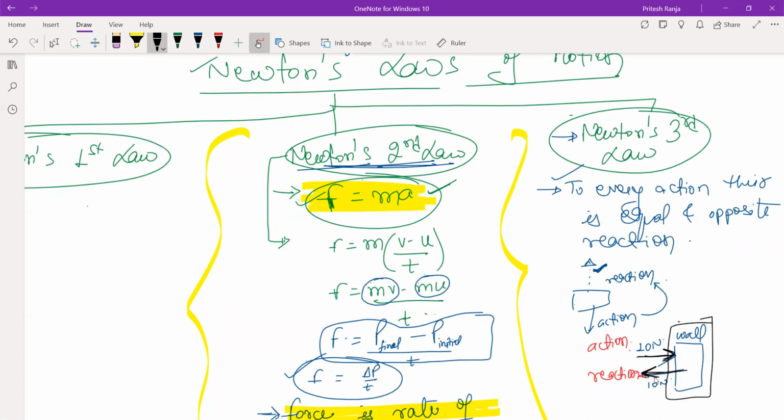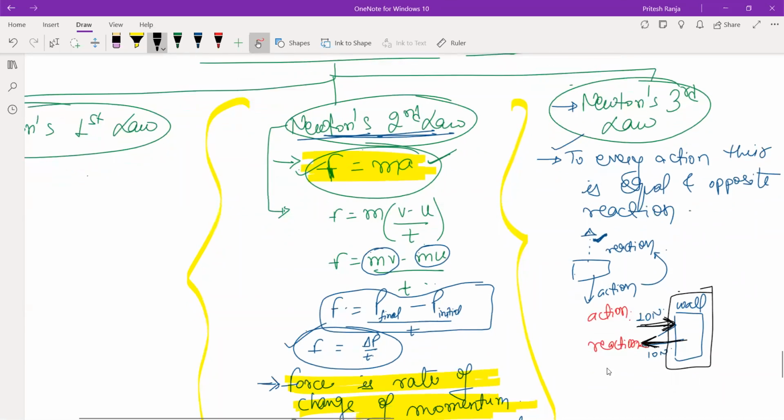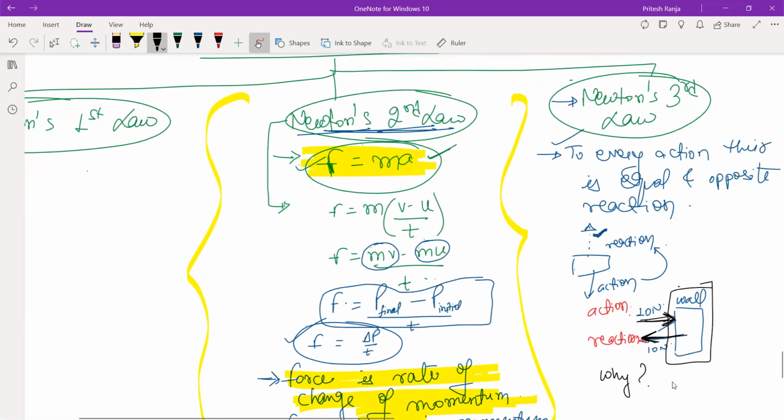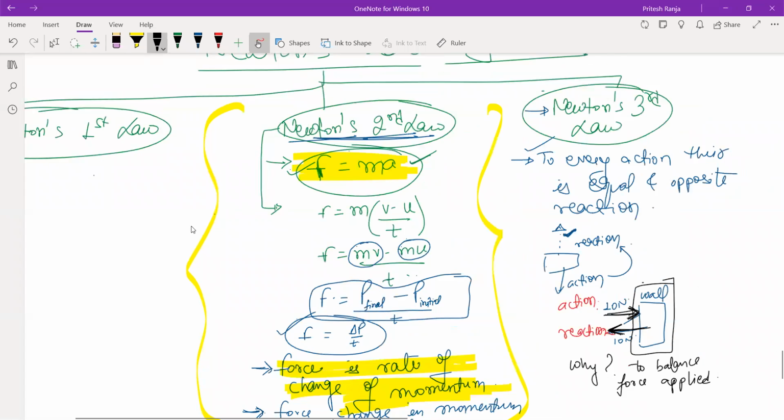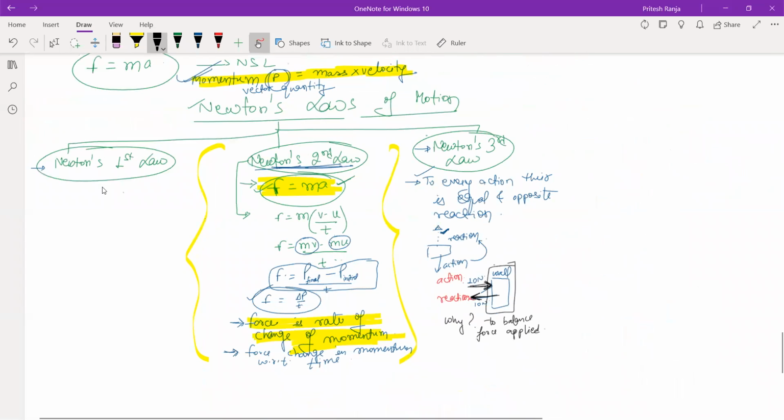Reaction force, and that's the reason for this reaction force: to balance the force applied. Why is this reaction force acting? To balance the force applied. So Newton's second law and third law related to it, you can write them, and in case of any doubts, let me know. In the next class, we will again begin with Newton's first law and then quickly go through the second and third law once again.